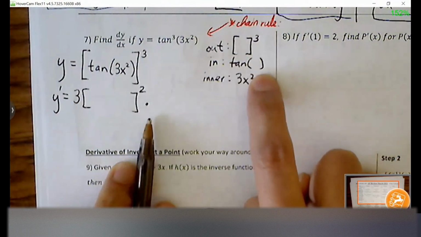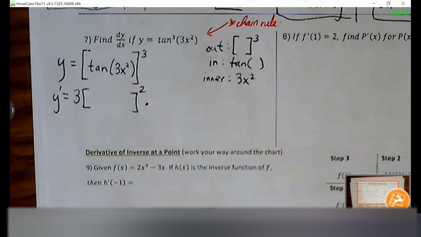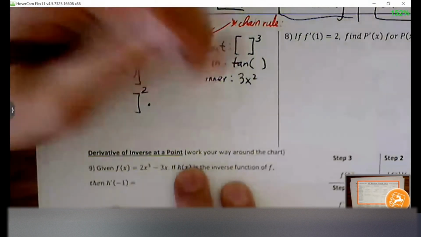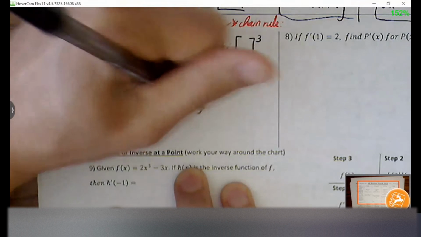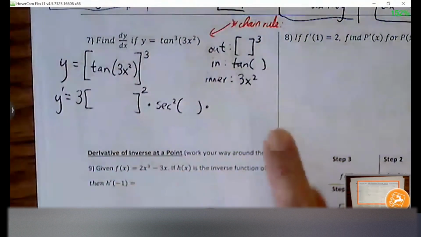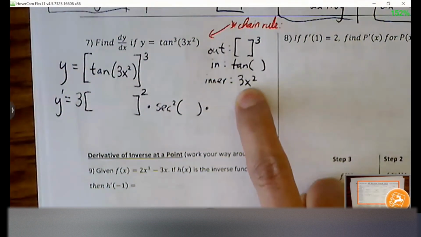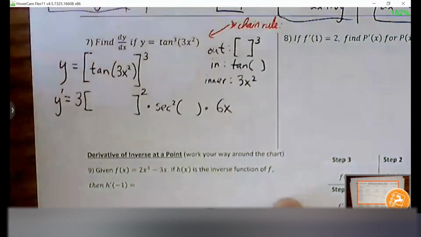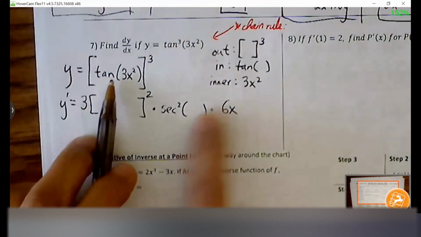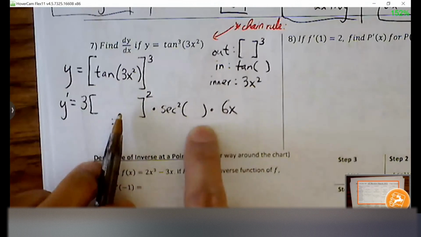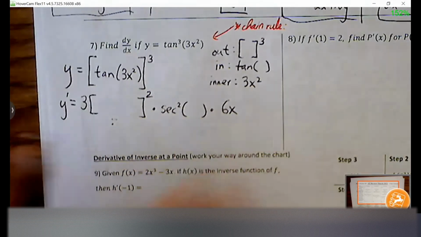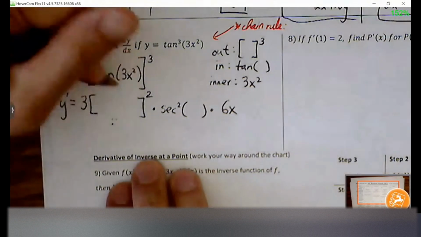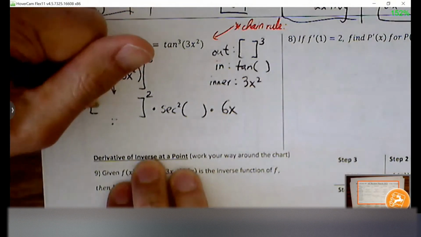That's done. Next up is tangent. Tangent's derivative is secant squared. Parentheses. And then finally, innermost function, that becomes 6x. And all along the way, we're just going to insert what was there initially. Okay, so these are just occupied with the term from the original problem. That's going to just come down.